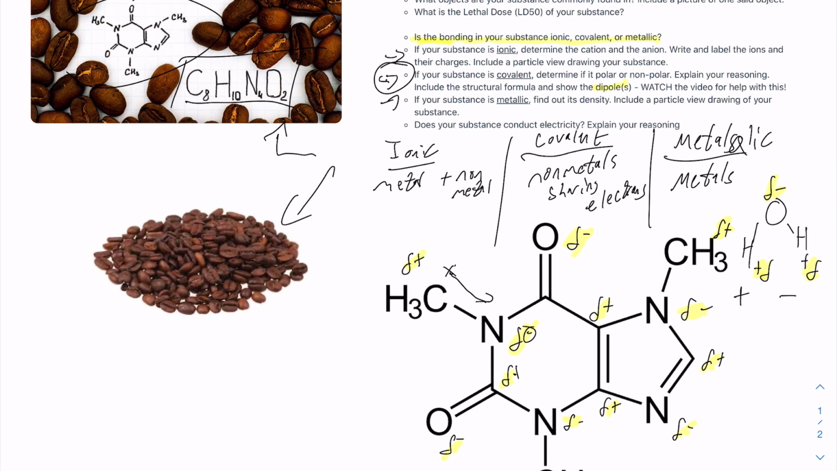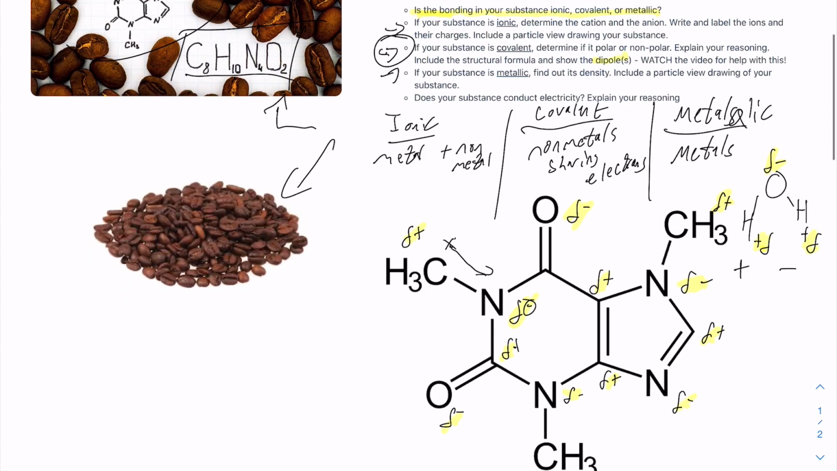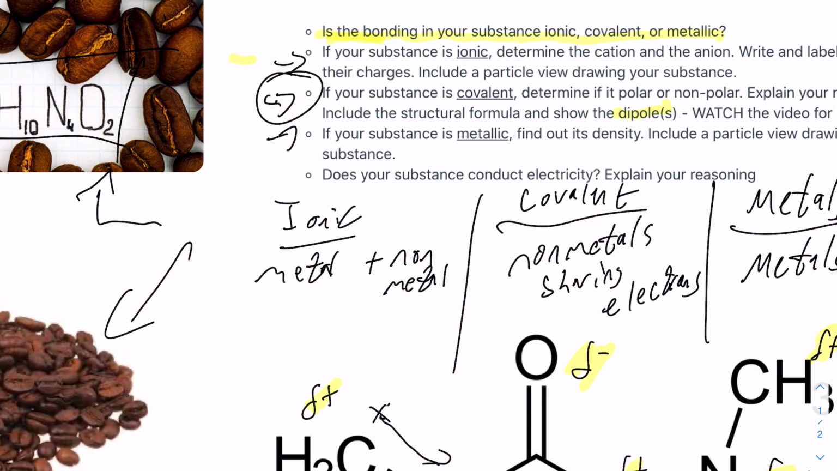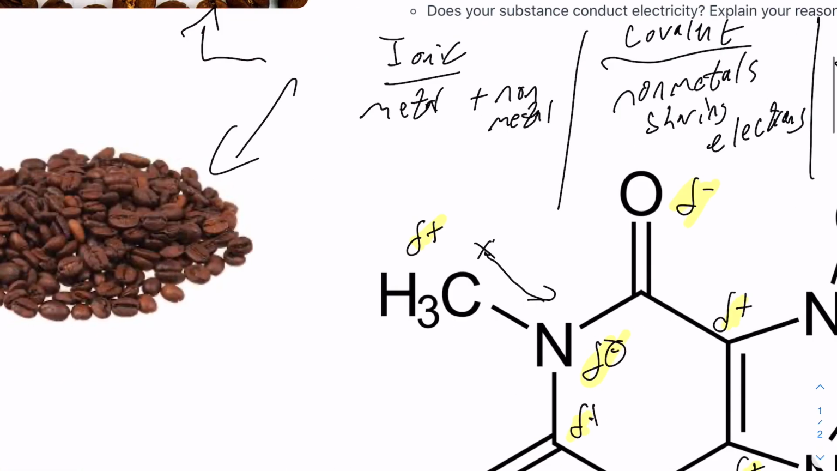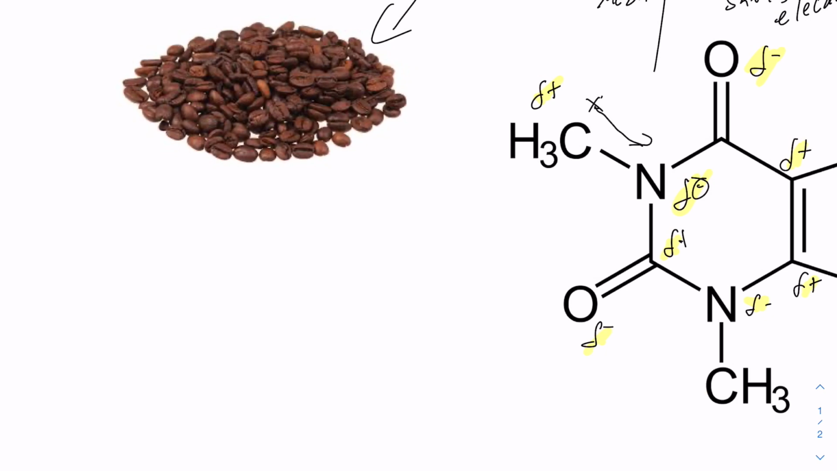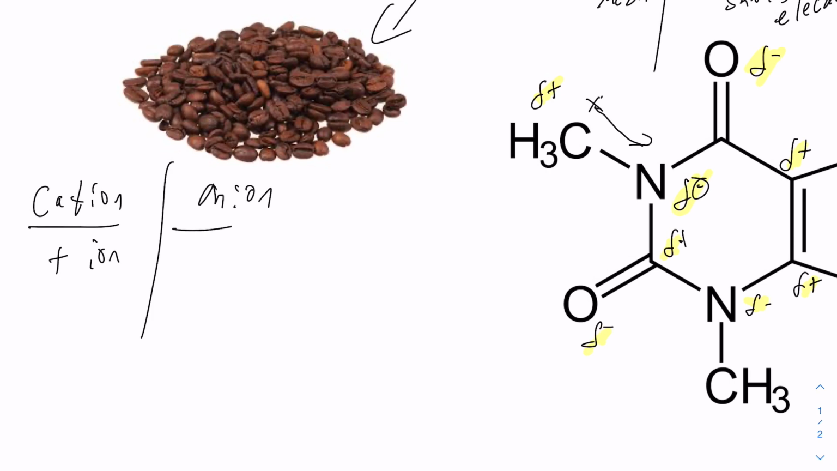Just to step back for a second, if your substance is ionic, determine the cation and the anion. Right, so just look at this one real quick. Remember, a cation is just a positively charged ion. So if we're thinking of cats, a cation is positive ion. Anion, we can think of an onion. Onions make you sad or make you cry. They are negatively charged ions.